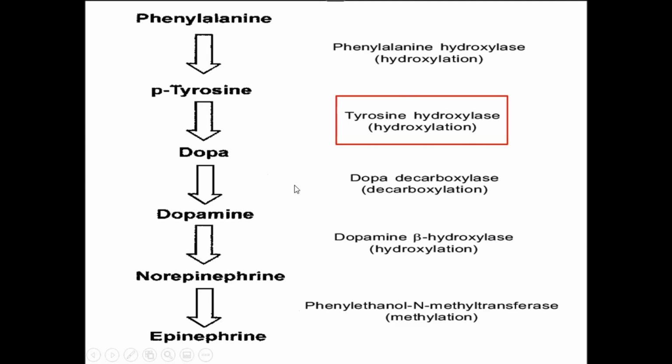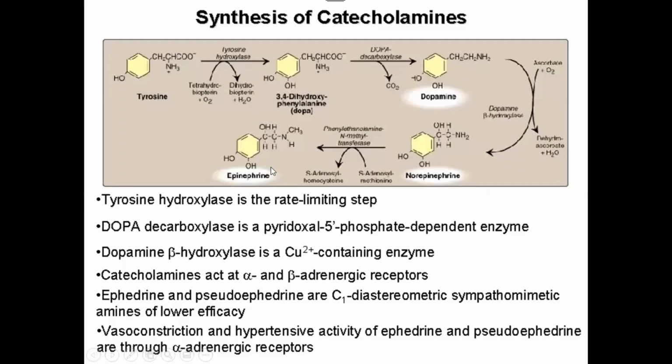For catecholamine synthesis, this simple version is enough. No need to know extra. This is the simplest. Why I showed this is that tyrosine hydroxylase is the rate limiting step. DOPA decarboxylase is a pyridoxal 5-phosphate dependent enzyme, which is your vitamin B6, pyridoxine. In a patient with vitamin B6 deficiency, you won't get catecholamine synthesis properly. Dopamine beta hydroxylase is a copper containing enzyme. All this you read on your own.